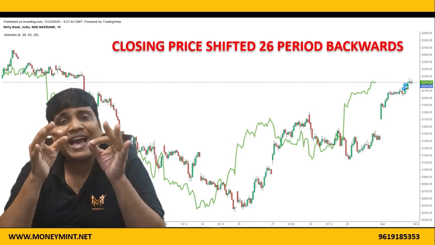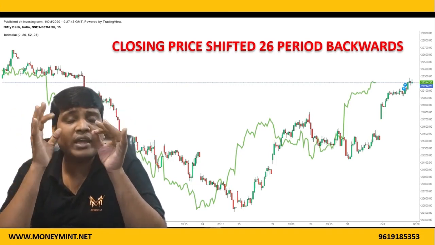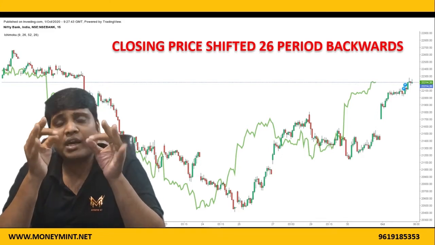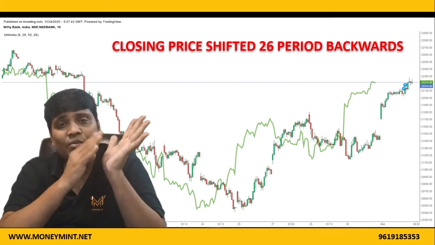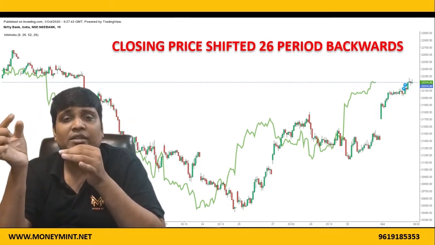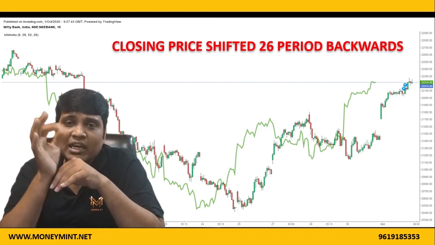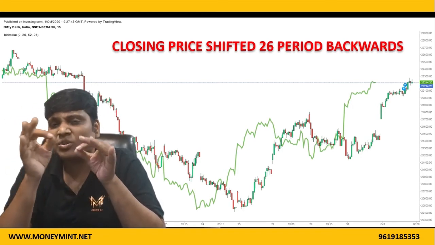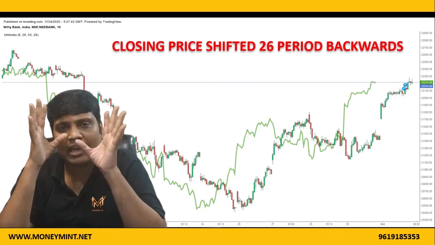Chikou span in Japanese means lagging. In order to understand, either you learn it with the help of colors, or you understand that lagging means backward. The current price is projected 26 periods backward and a line is drawn connecting them; that is the Chikou span line, or the green line.